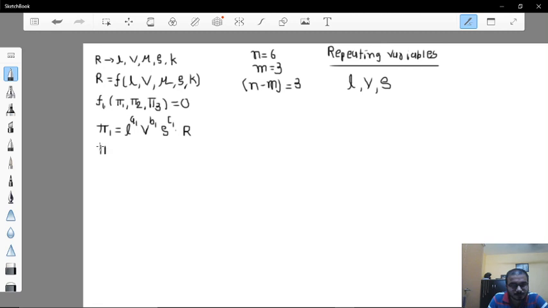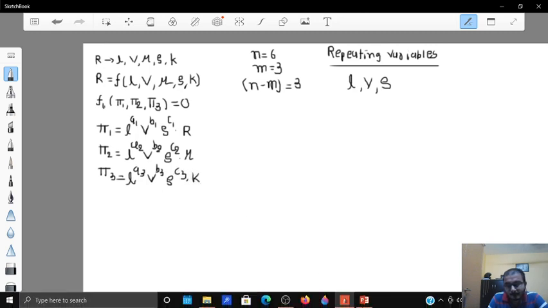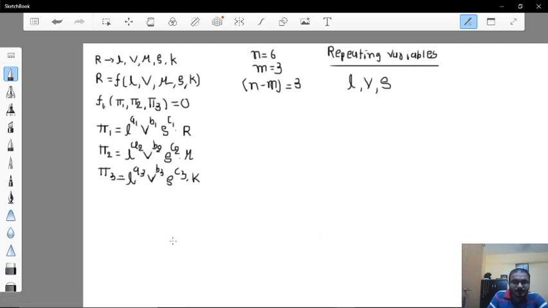Pi 2 is equal to L raised to A2, V raised to B2, rho raised to C2 into we have mu. Pi 3 is equal to L raised to A3, V raised to B3, rho raised to C3 into K. So here first we will begin with pi 1.